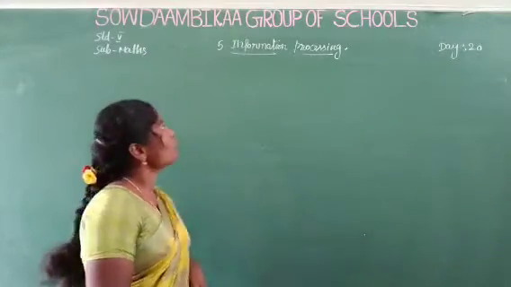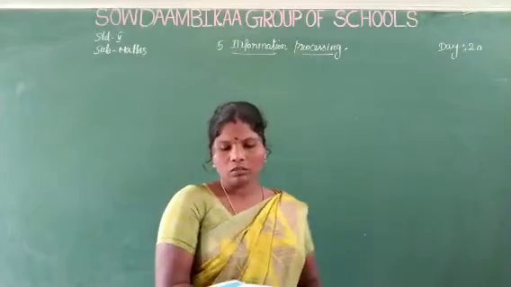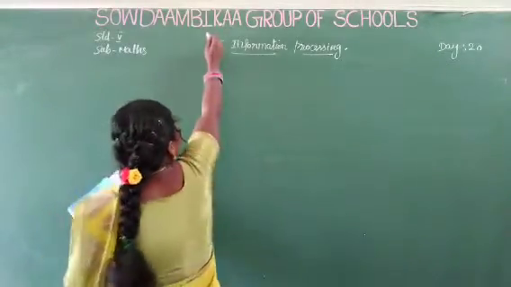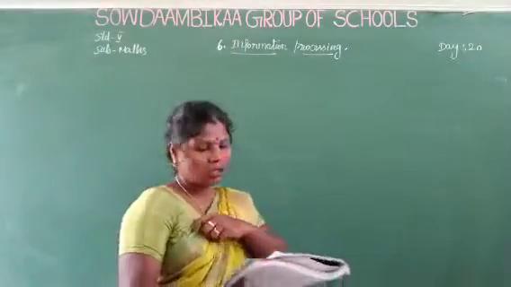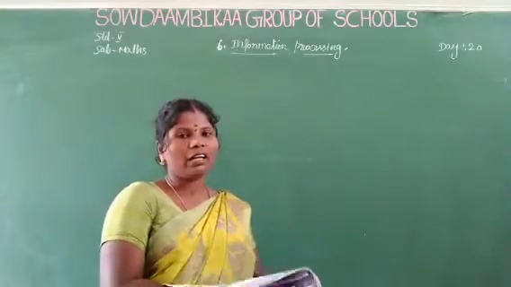Now see the fifth lesson, information processing. Take the book, page number 81. The sixth unit, information processing. Take page number 81 and see the introduction. Put your finger and read line by line.